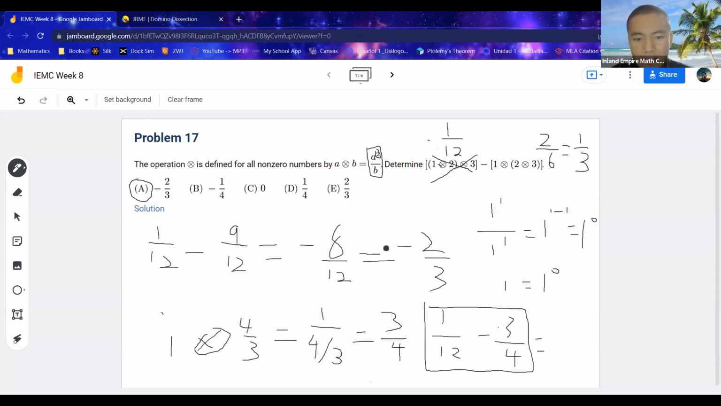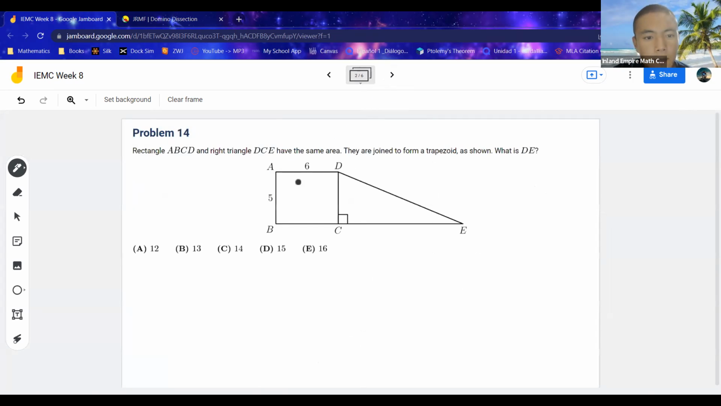Does anyone have any questions on this problem? So the answer is negative 2/3. Yep. Okay, all right, then let's go ahead and jump into the next problem.